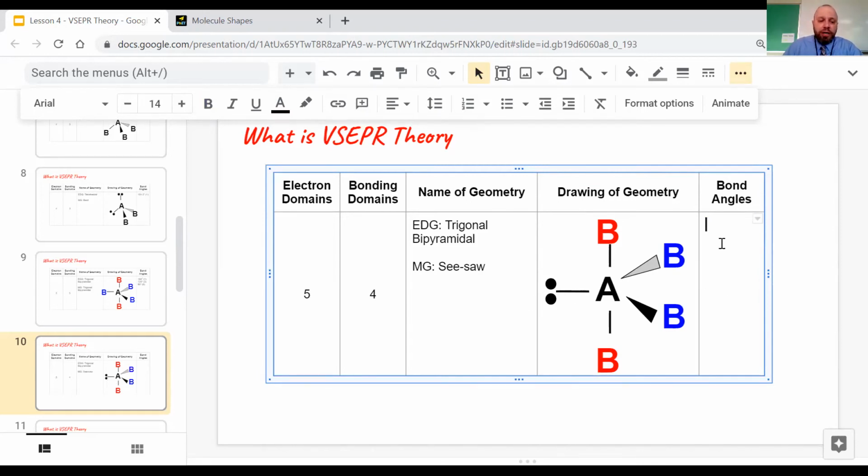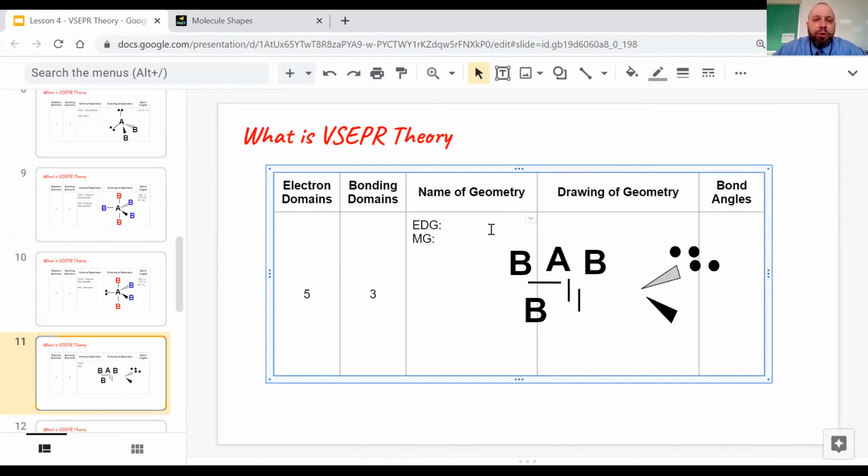So I mentioned this already. The 180-degree bond angle is still there, and there's 1 of them. Now our 120-degree bond angles have dropped to just 1 of those, which is right here. And finally, the 90-degree bond angles, we now have just 4 of those, down from 6 originally.